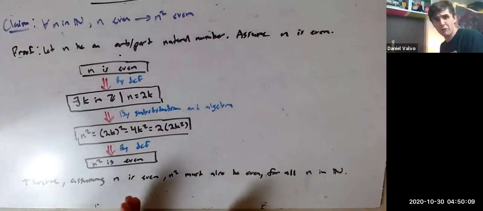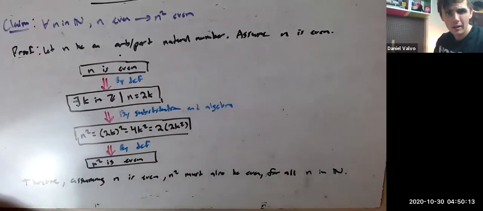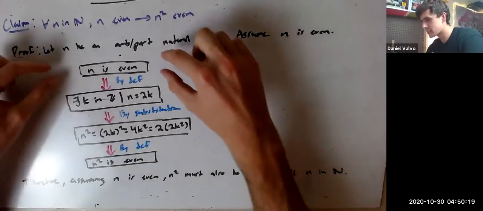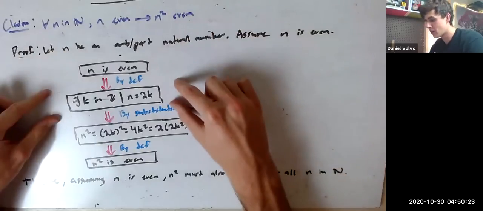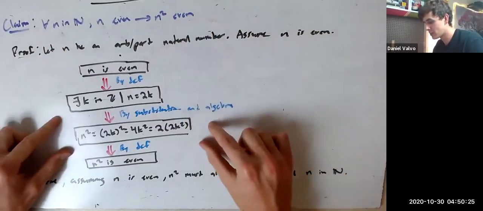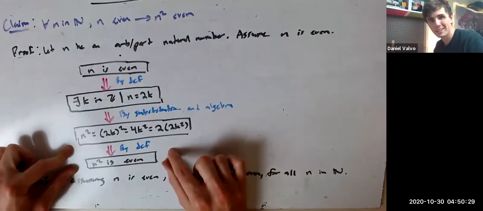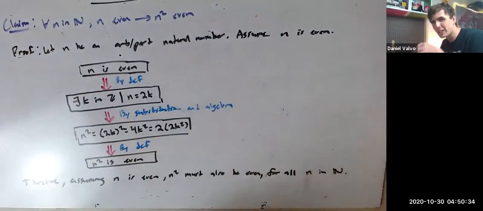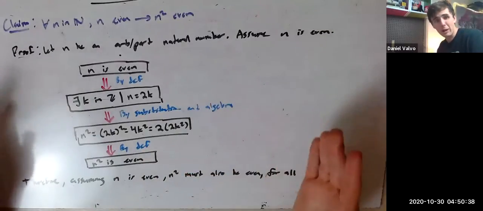So this is the general form. Hopefully this proof makes sense. And the big thing we're doing is just by assuming n has this property of being even, then immediately we know there must exist a k, and immediately we know that n squared is going to be 2 times 2k squared, and then immediately we know n squared is even. These just logically fall out from n being even. So this is how a direct proof works.